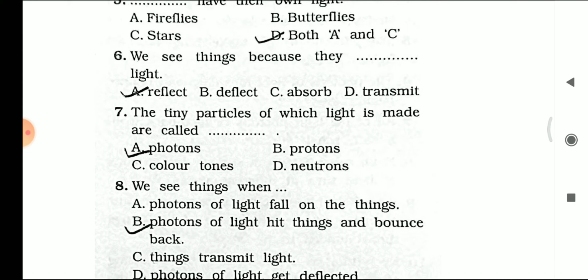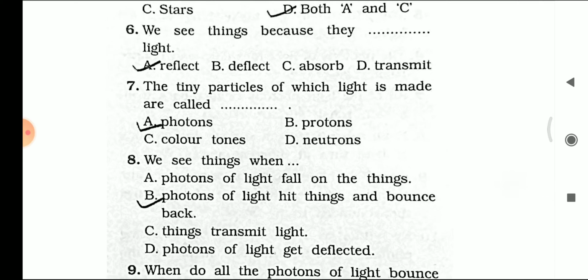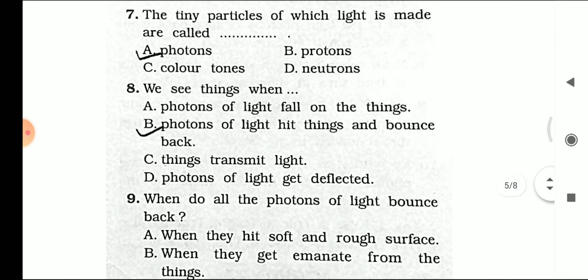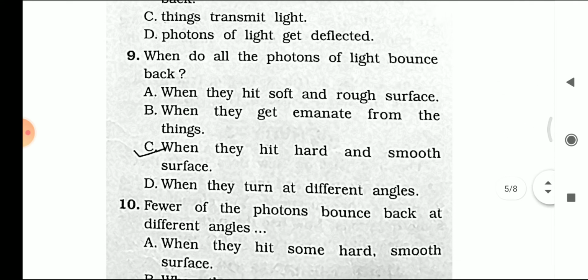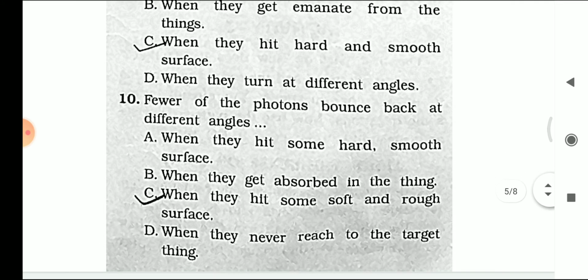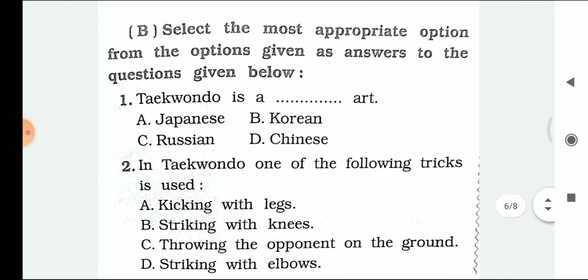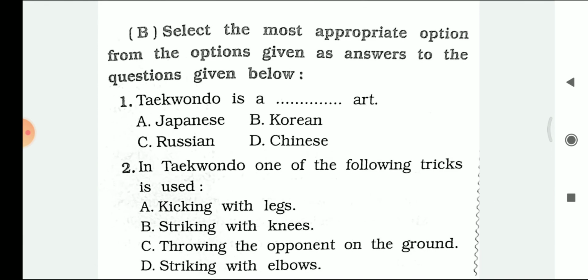Tiny particles of which light is made are called dash. The tiny particles are known as photons. We see things when photons of light hit the things and bounce back. When do all the photons of the light bounce back? So the answer to this is when they hit a hard surface and a smooth surface. Fewer of the photons bounce back at different angles when they hit some soft or rough surface. My dear students, now let's see the MCQs of unit number 3, that is sports.